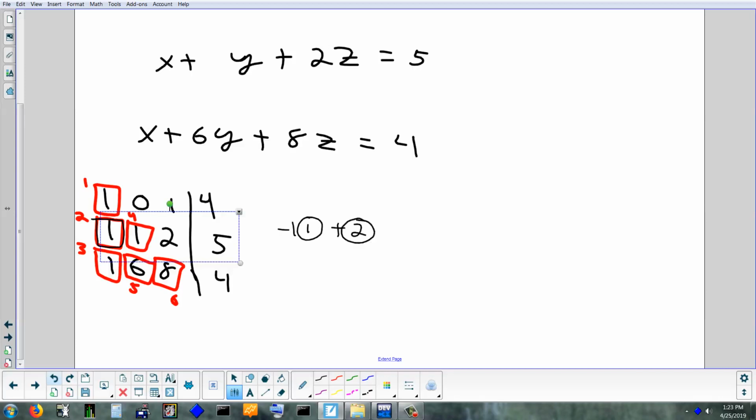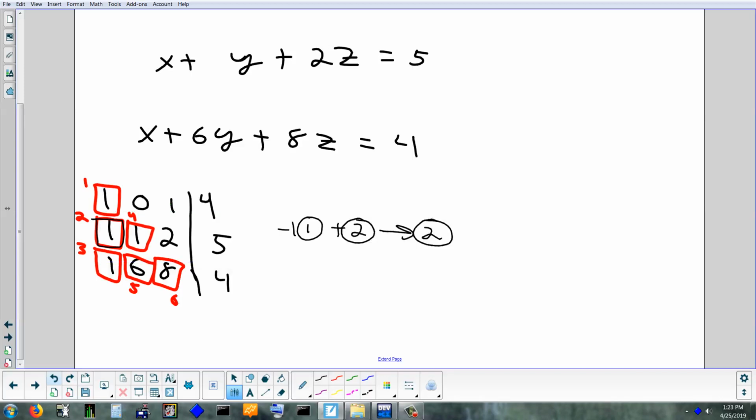Now, so far, you haven't written anything down. This is all in your head. You have to put that answer somewhere. So where are we going to put it? It's going to replace what's in row 2 right now. So you're going to multiply -1 times everything in the first row, add it to the second row, and that's going to give you the new second row.